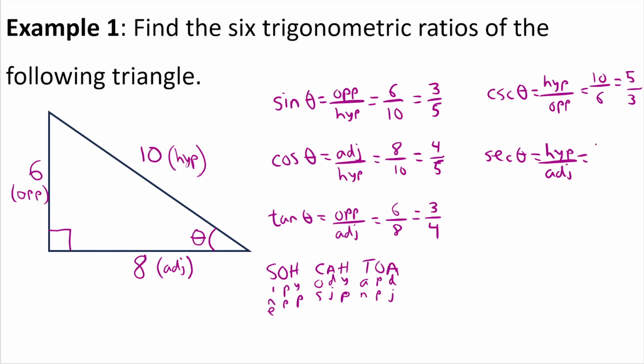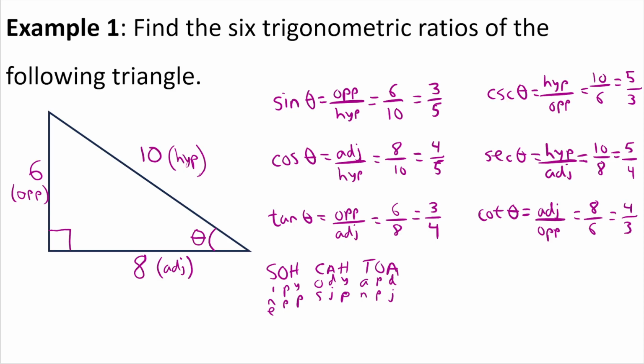And that gives me 10 over 8, which would then give me 5/4. And cotangent theta is going to give me adjacent over opposite, which would give me 8 over 6, or 4/3.